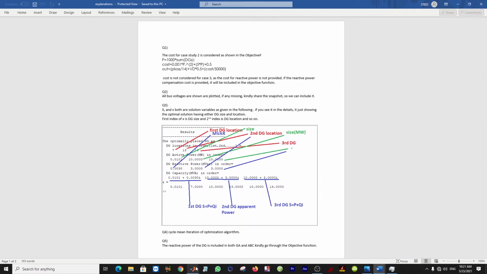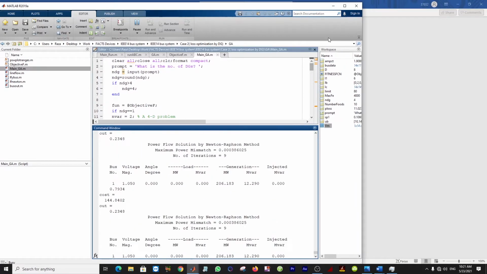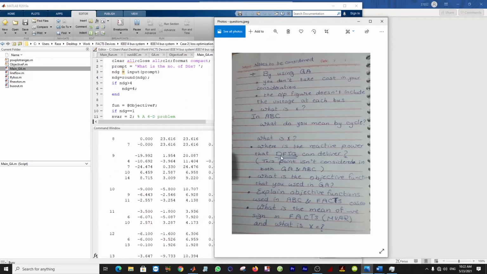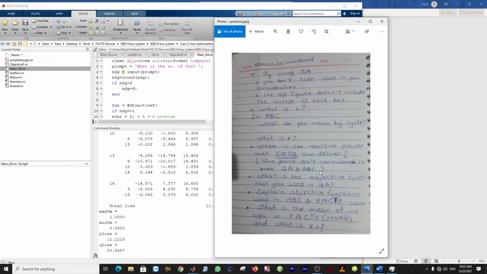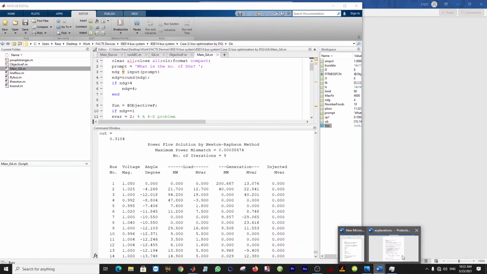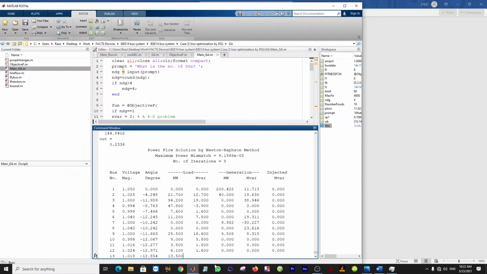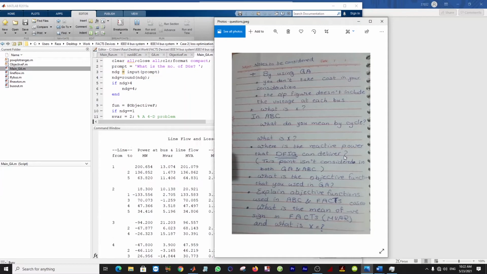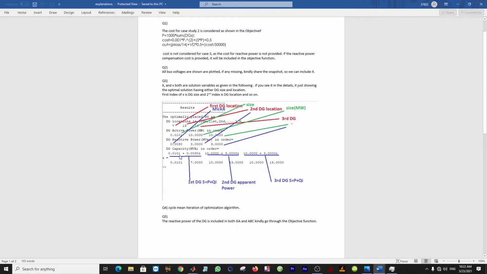The same figure will be obtained when this MATLAB program is executed. So let's wait for it while I answer other questions. Where is the reactive power that DFIG can deliver? This point is not considered in both GA and ABC. So, reactive power, here is the answer. Still running. Where is the reactive power that DFIG can deliver? The reactive power is also included in this program. Here the reactive power of DG is considered.